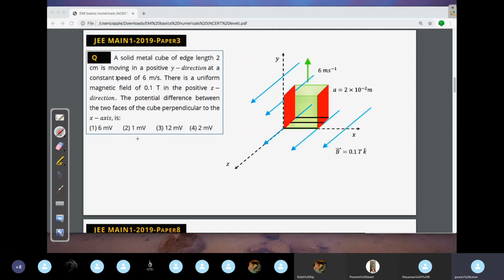Please solve it. A very good question to clear all your concepts regarding motional EMF in a straight rod. It's a solid metal cube. It's very important to note this. It's a solid metal cube.